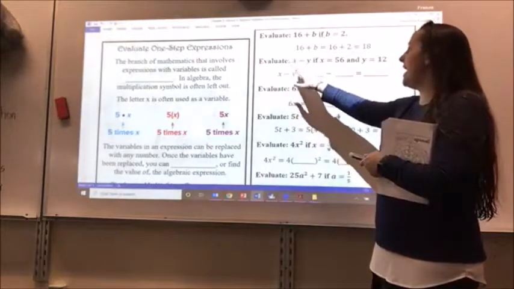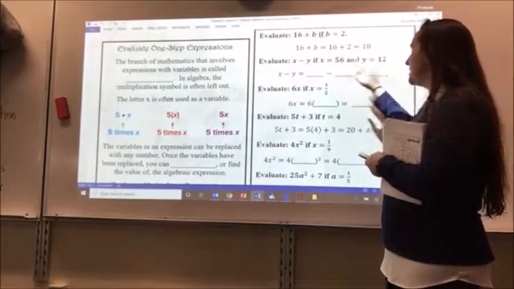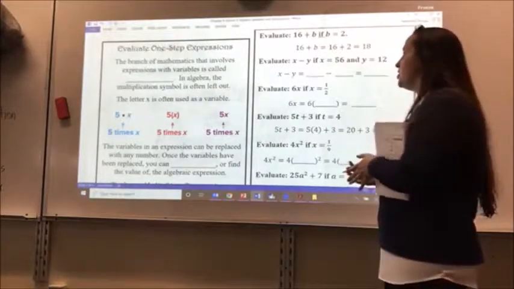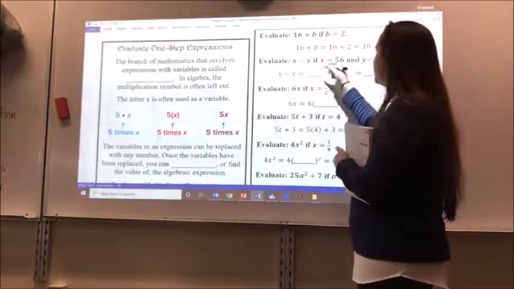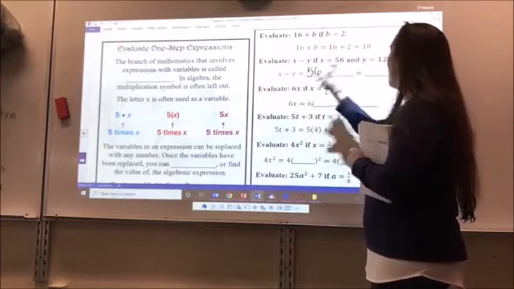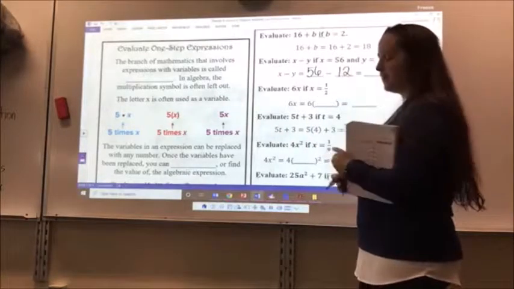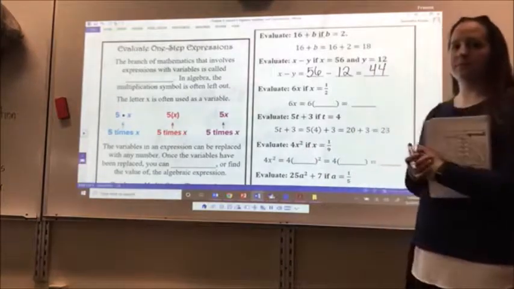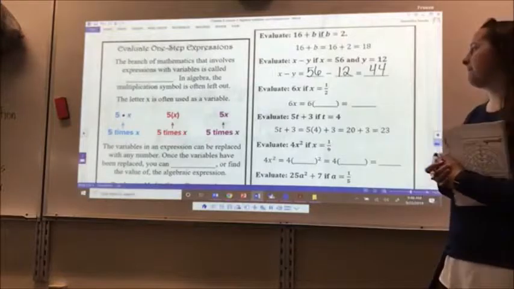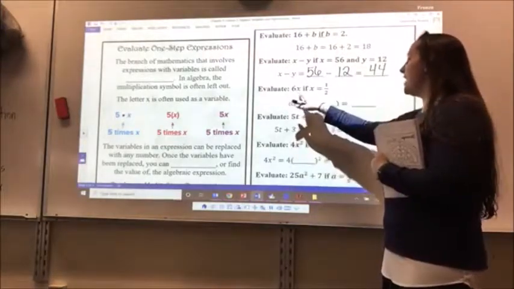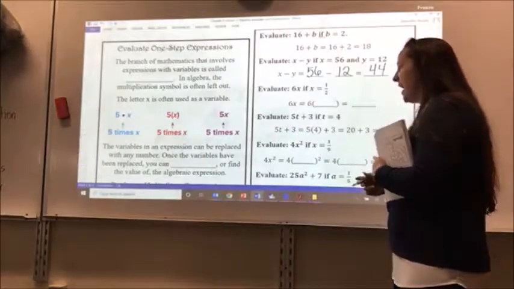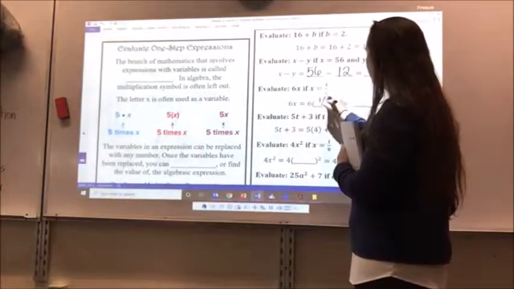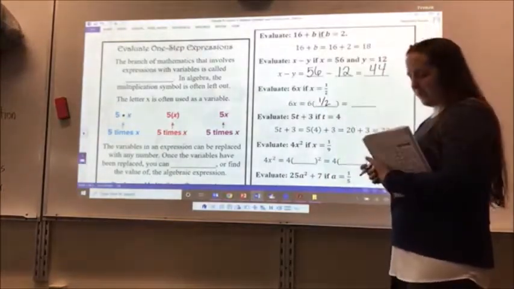Then I have evaluate x minus y if x equals 56 and y equals 12. So we're going to plug in, or substitute in, for each of my variables. X is 56, y is 12, so 56 minus 12 gives me 44. The next one says evaluate 6x if x equals 1/2. So I start with 6x, and I substitute in what x equals, which is 1/2. 6 times 1/2 gives me 3.